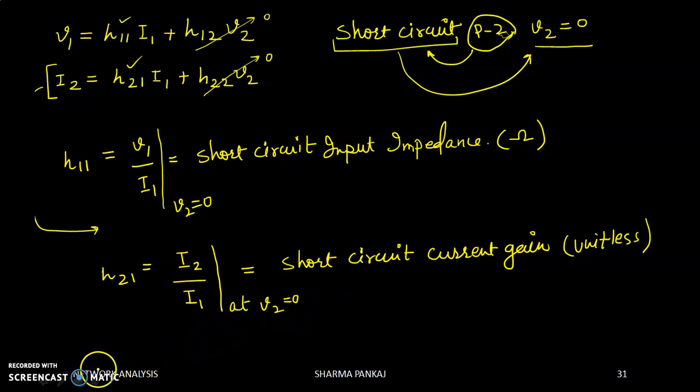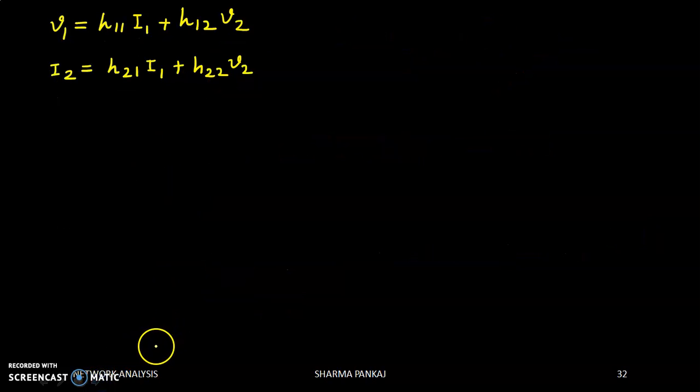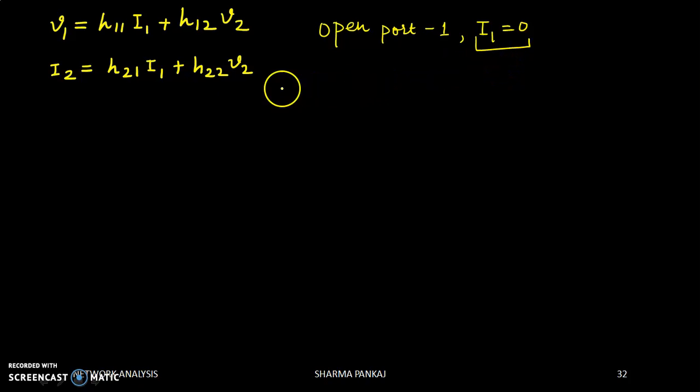Now moving towards the next point, we are going to open port number 1. By opening port number 1, we are going to have current I1 equal to 0. When current I1 is equal to 0, it means what? In these defining equations, this will be 0, this will be 0. Only V1 is equal to H12 V2 and I2 is equal to H22 V2 will exist.